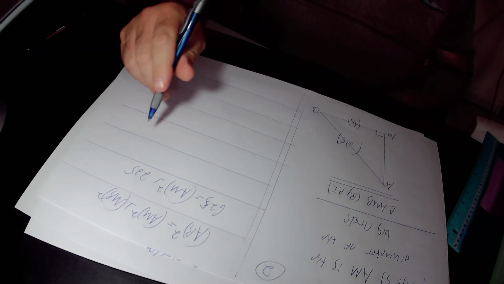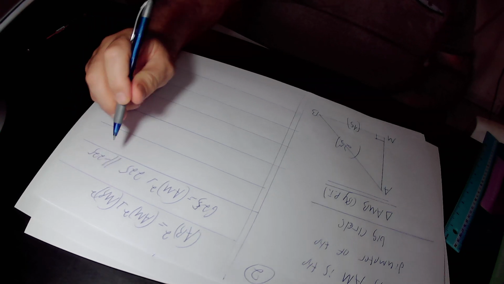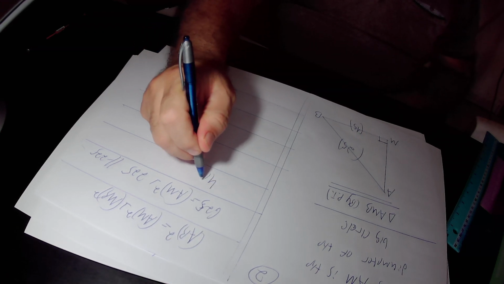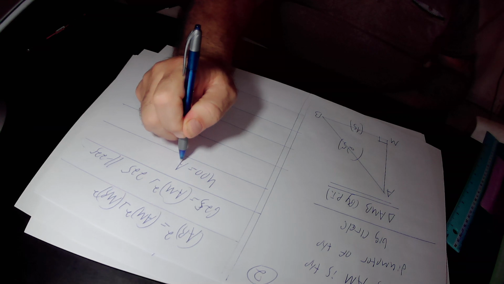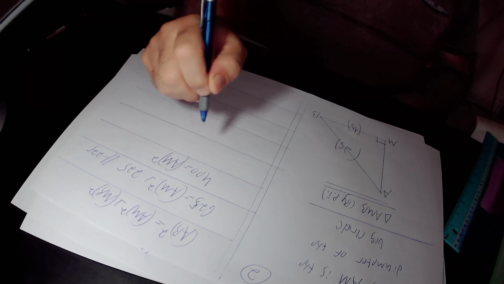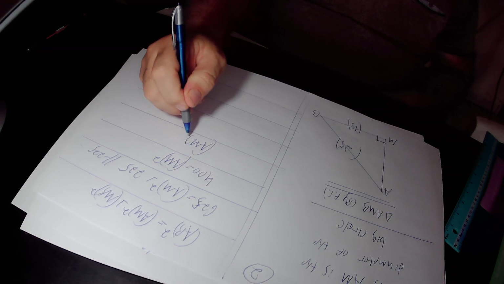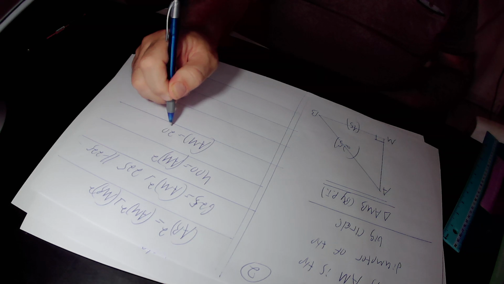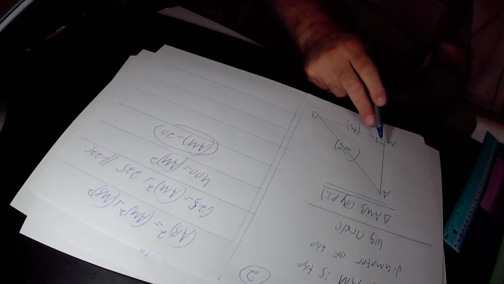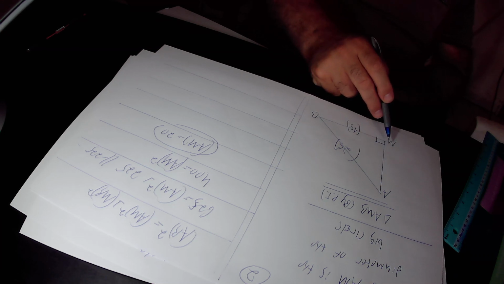Here we subtract 225 from this equation, and we get that 625 minus 225 is 400, so 400 equals AM squared. Here we take the root of this equation, and finally we get that AM equals the square root of 400, that is 20. So the length of side AM, which is not the hypotenuse, is equal to 20 units.